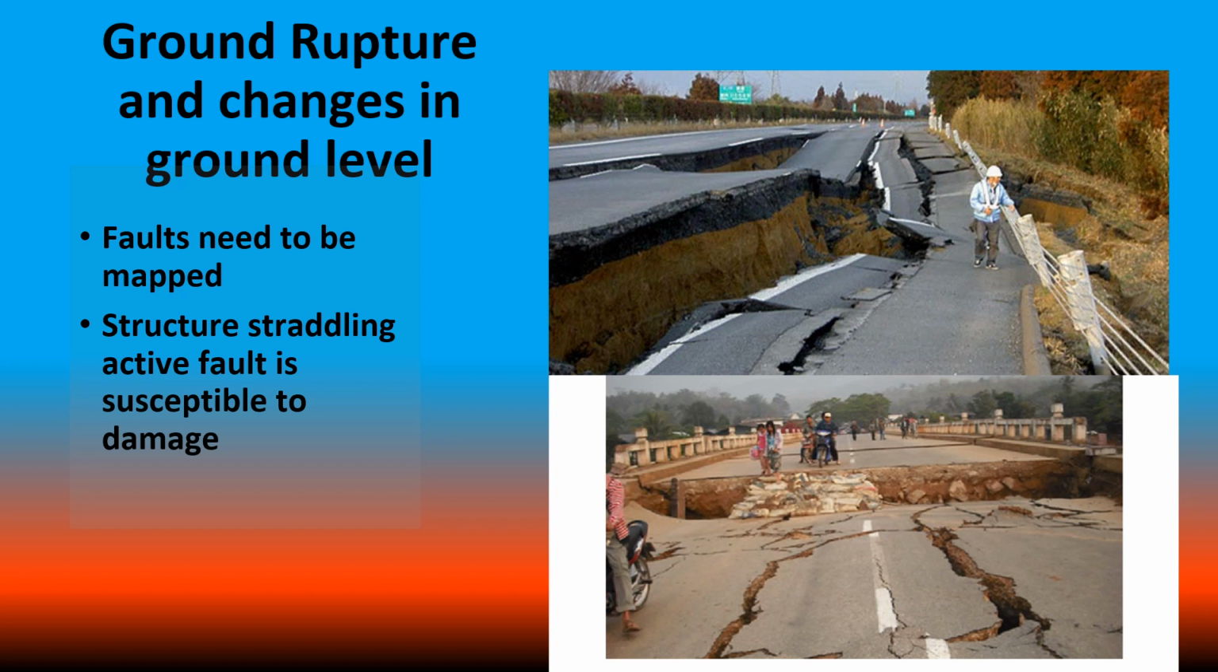And you can see over here, we've got ground rupturing down here at the bottom, where this section in the foreground is dropped down relative to this section in the background. And then here we have sort of a lateral view of that, where from side to side, you see the road level changing.